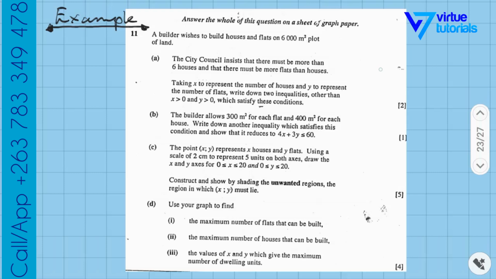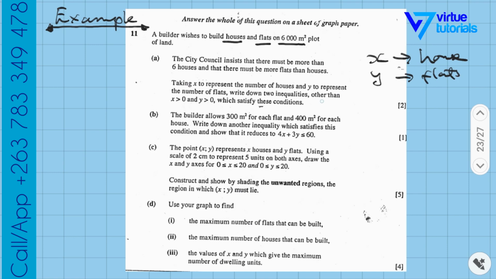Okay, so here's a past exam question just to help you fully understand how to operate these things. A builder wishes to build houses and flats on a 6,000 square meter plot of land. The city council insists that there must be more than 6 houses and there must be more flats than houses. Take X to represent the number of houses, and take Y to represent the number of flats.